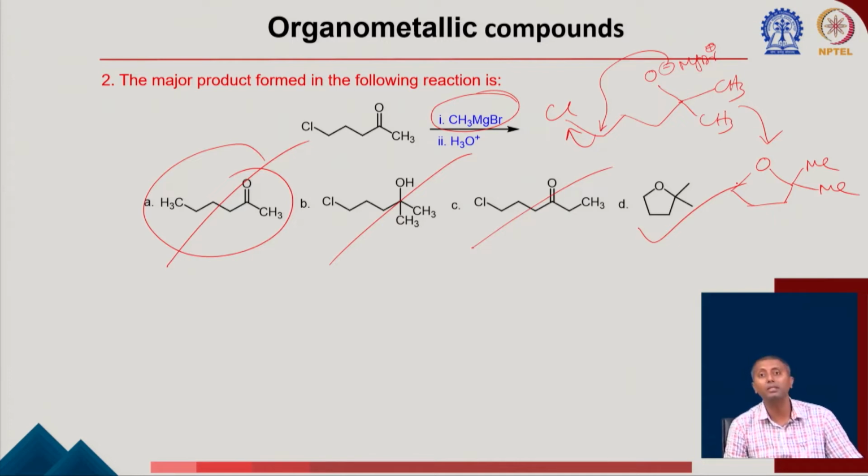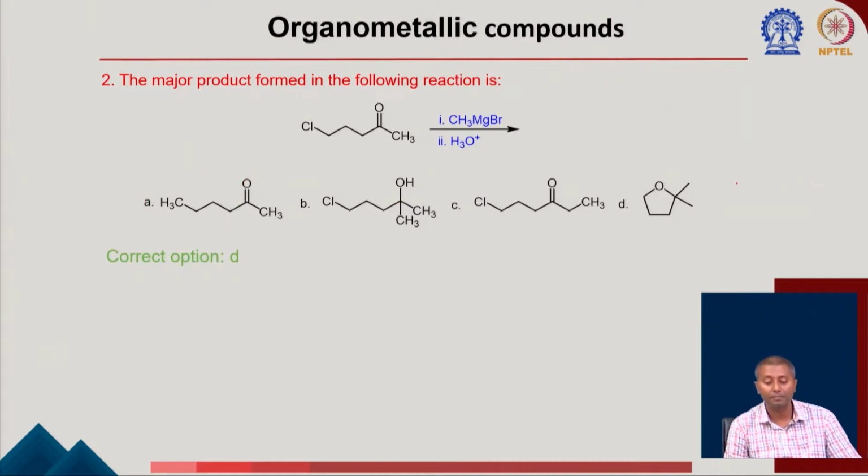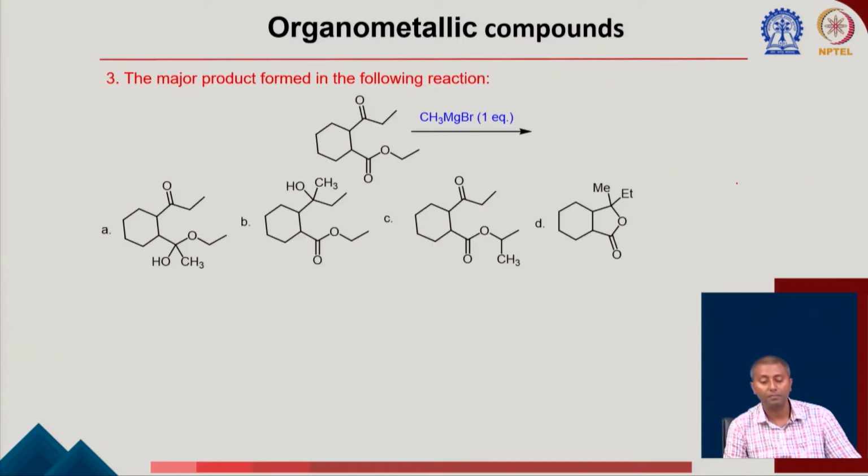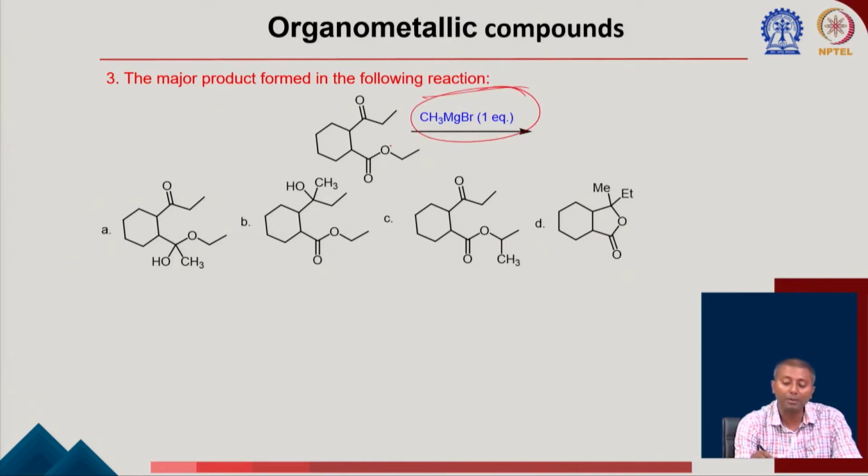So here what is happening? The Grignard addition happens, and then there is the intramolecular cyclization. Next, find the major product formed in the following reaction. If you treat with Grignard, you have two different functional groups in the starting material. One is a ketone, another is an ester. If you remember, the ketone is more reactive than the ester, correct?